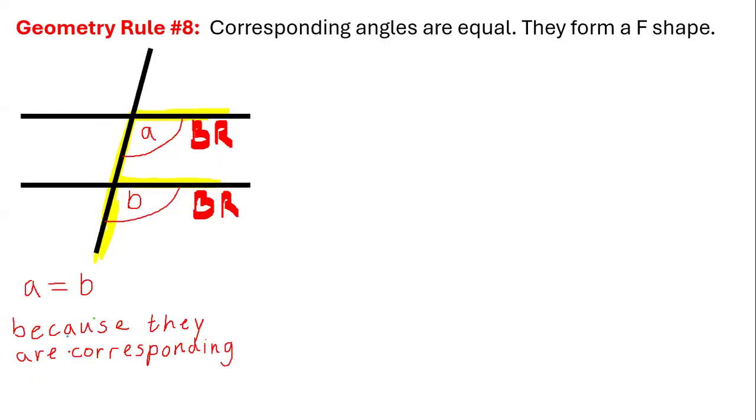Because they are corresponding angles. Okay, Asia, what shape do corresponding angles form? They form an F shape. Very good.